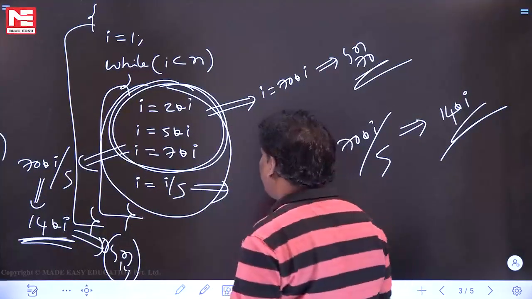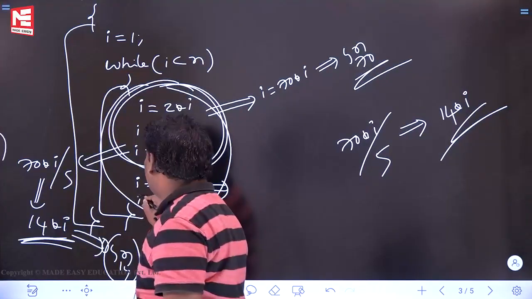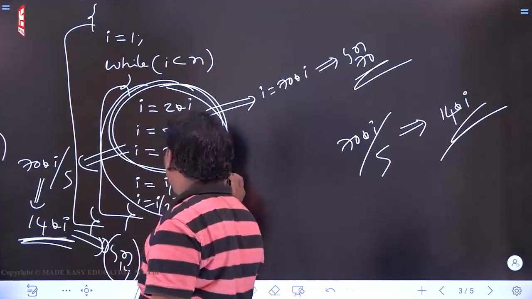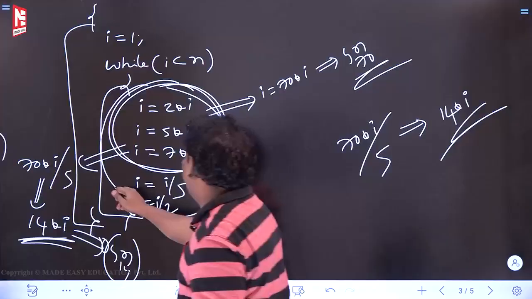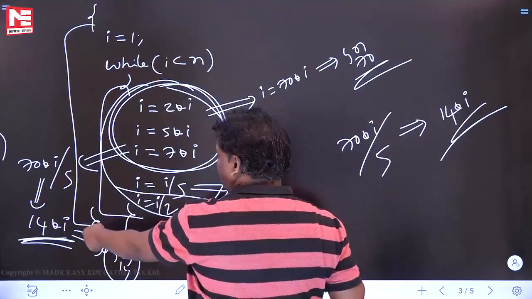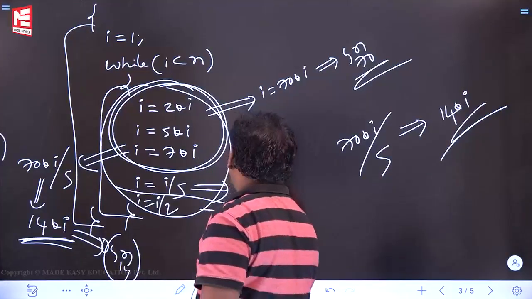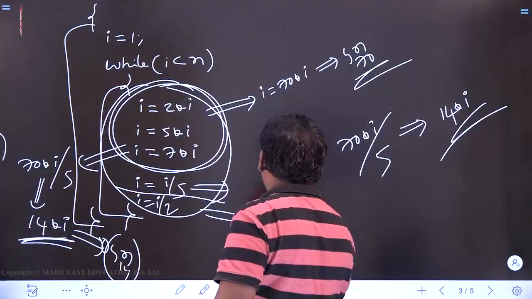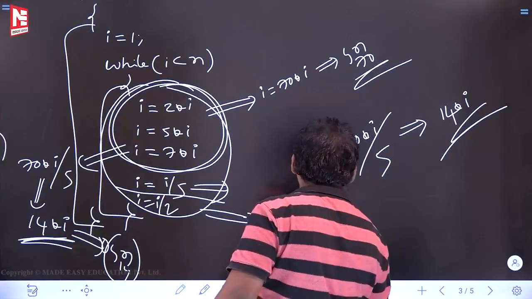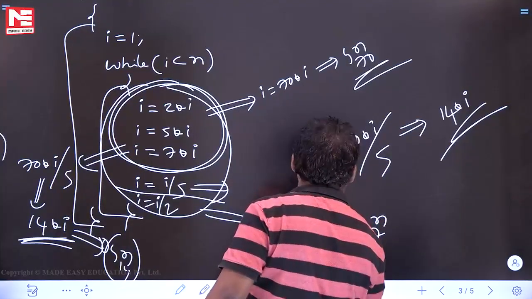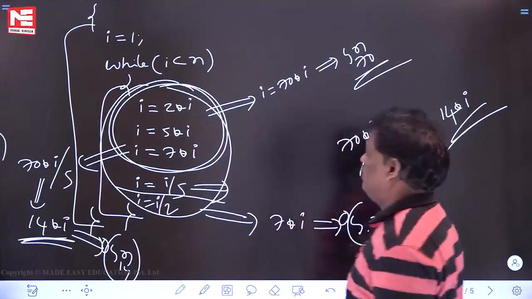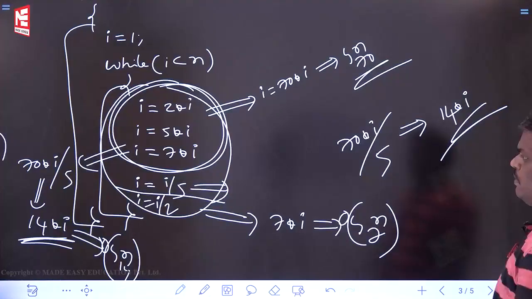Suppose some people are asking me, if I write like this, what is the answer? i = i / 2. What is the answer? Until here it is 14 * i. The i value, then divided by 2, will become 7 * i. Then the answer becomes 7 * i, which will go to big O of log n base 7.